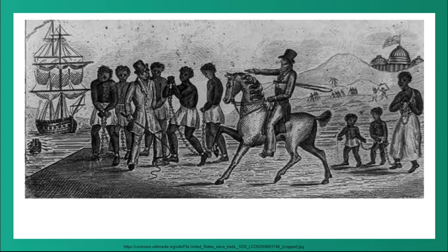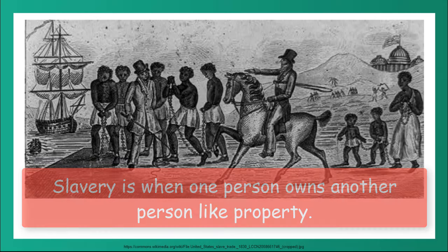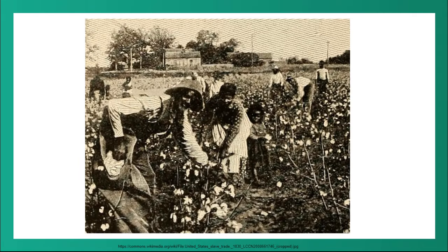So let's start with the definition of slavery. Slavery is when one person owns another person who is treated as a piece of property. The slave is required to do a job and work for the slave owner without pay. Slaves do not have a free choice to do something else, to move somewhere else, or stop working.